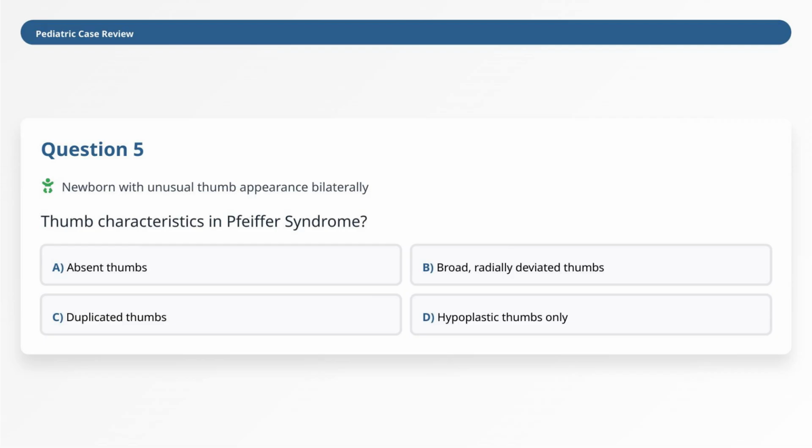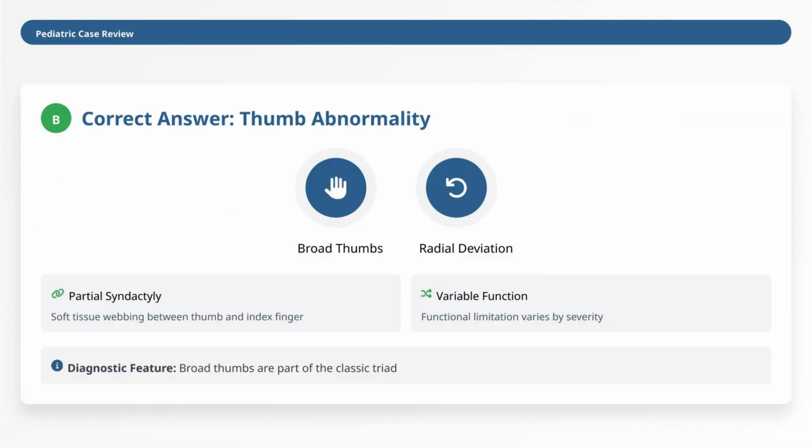Question 5. A newborn with suspected Pfeiffer syndrome undergoes detailed physical examination. The hands show distinctive thumb abnormalities bilaterally. What is the characteristic thumb presentation in this syndrome? Option A, absent thumbs. Option B, broad and radially deviated thumbs. Option C, duplicated thumbs. Option D, hypoplastic thumbs only. The correct answer is B.